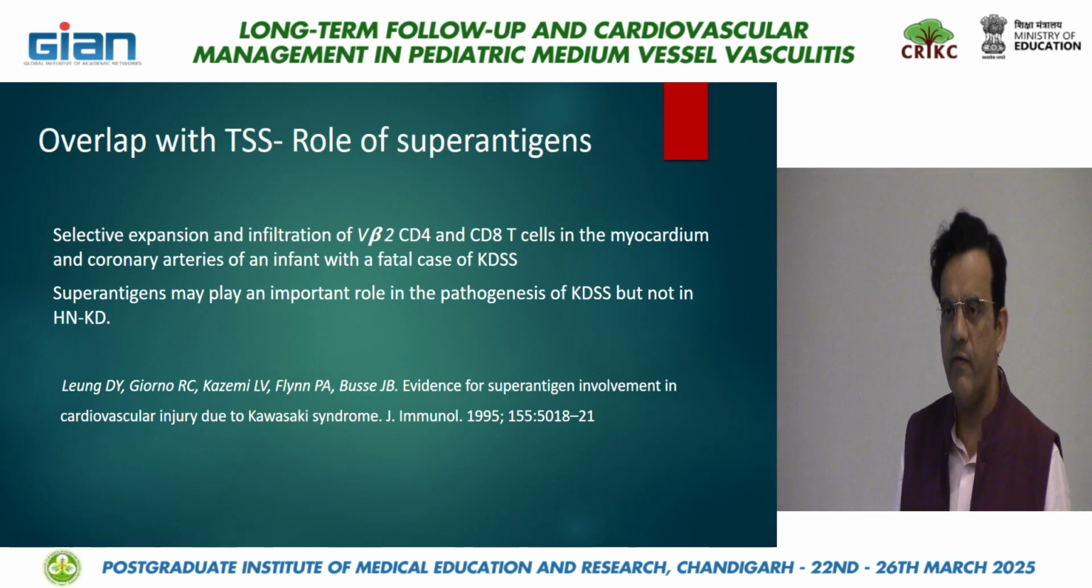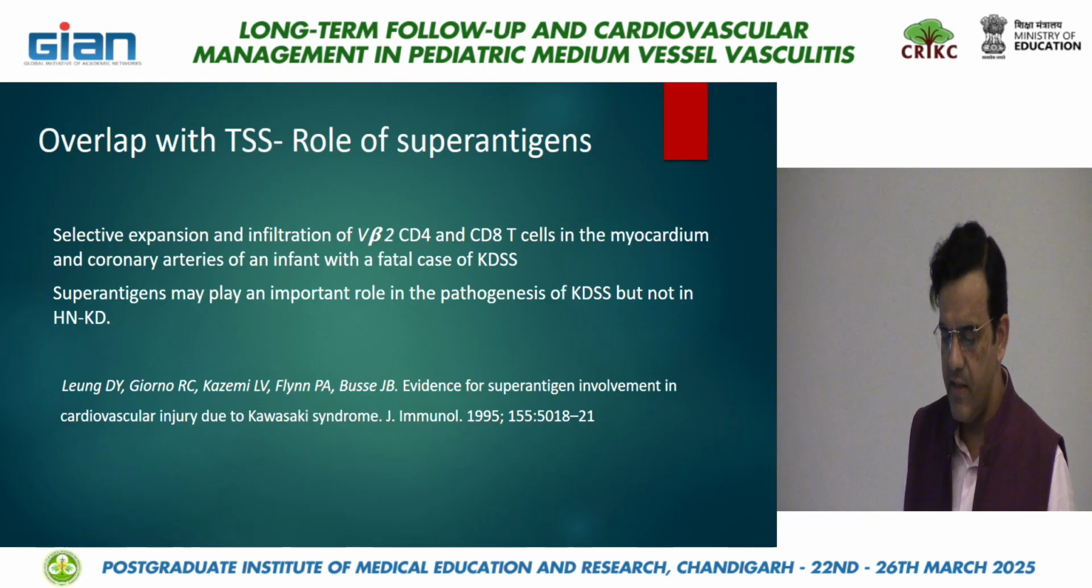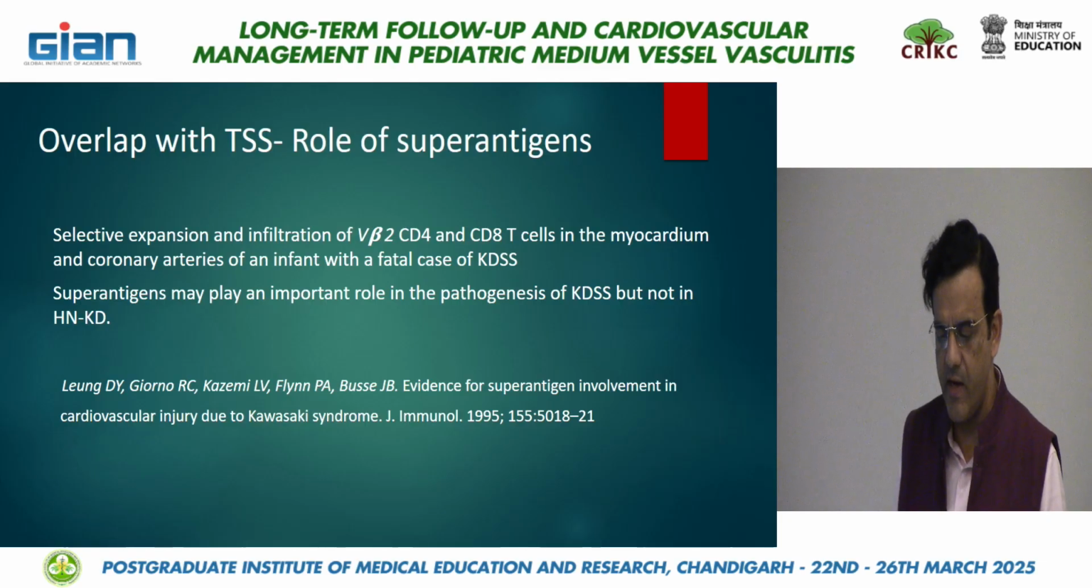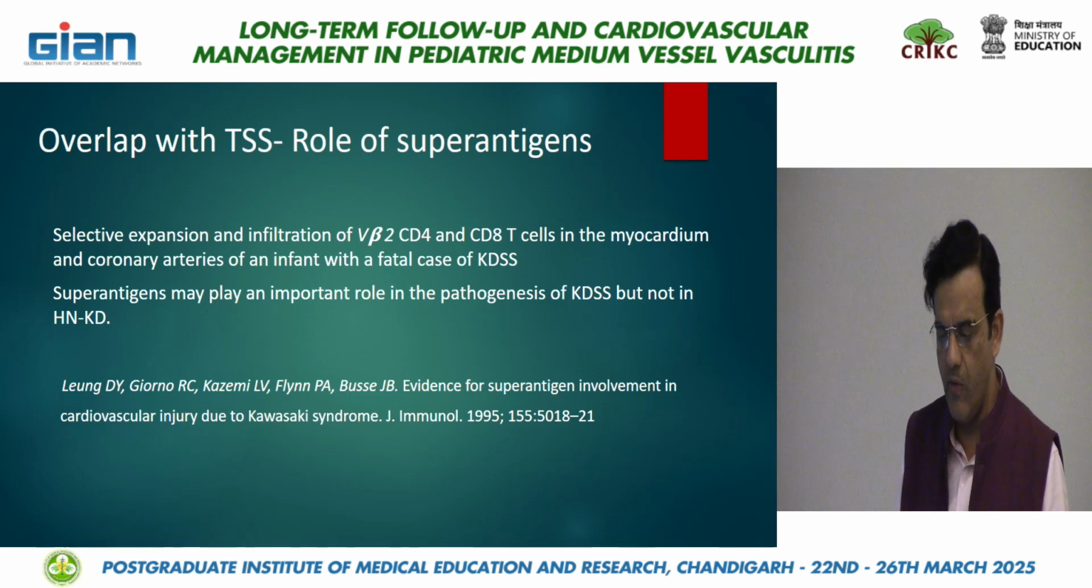There is an overlap of Kawasaki disease shock syndrome with toxic shock syndrome. There is a role of superantigens in Kawasaki disease shock syndrome also. In a 7-month-old infant who was autopsied after he expired due to Kawasaki disease shock syndrome, it was found that there is selective expansion and infiltration of variable beta-2, CD4 and CD8 T cells in the myocardium and coronary arteries of that infant. This variable beta-2 region is independent of the T cell receptor and is activated only by superantigens. So superantigens play a role in the pathogenesis of Kawasaki disease shock syndrome, but not in hemodynamically normal Kawasaki disease.